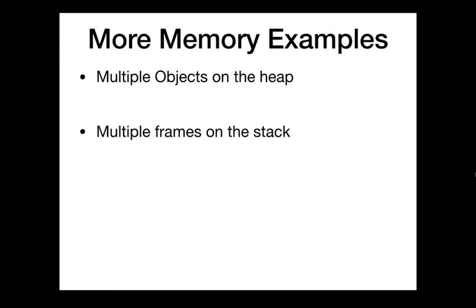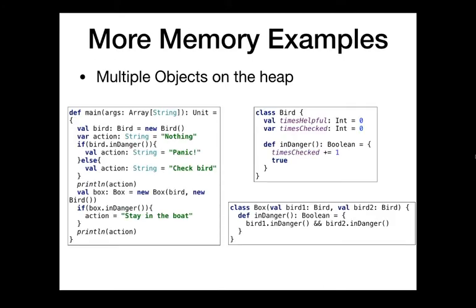So let's take these same two ideas and look at more complex examples. We're going to put multiple objects on the heap first. We're going to see multiple frames on the stack and see how all these interactions work and what some of the implications are of these concepts. So yeah, I know this example is getting a little dated. It's the problem with doing topical examples, but let's talk about birds and boxes.